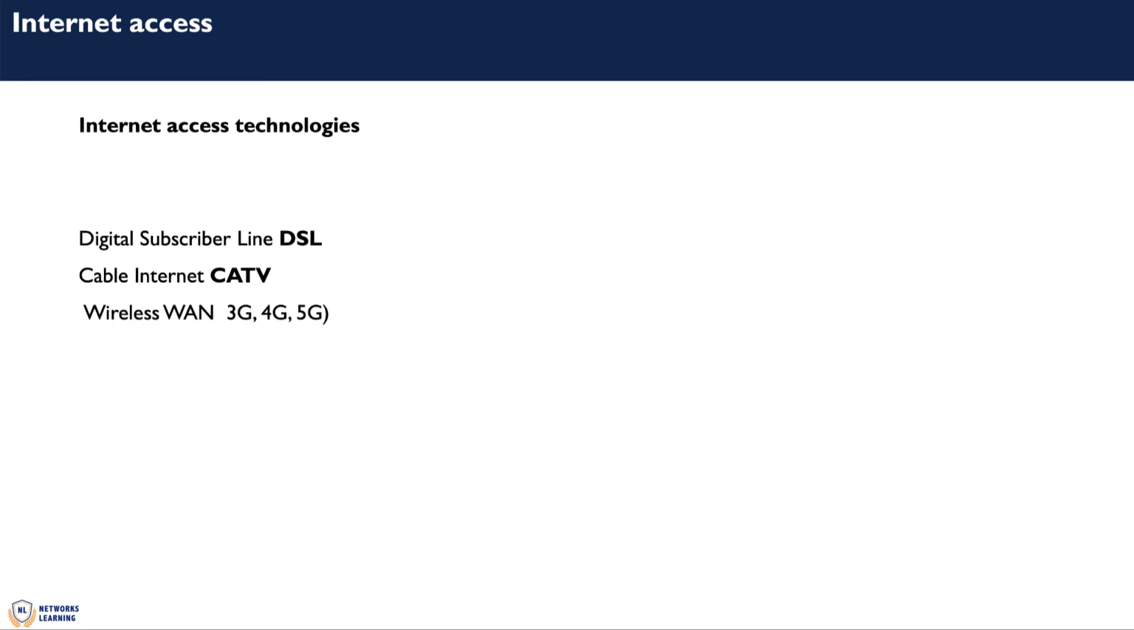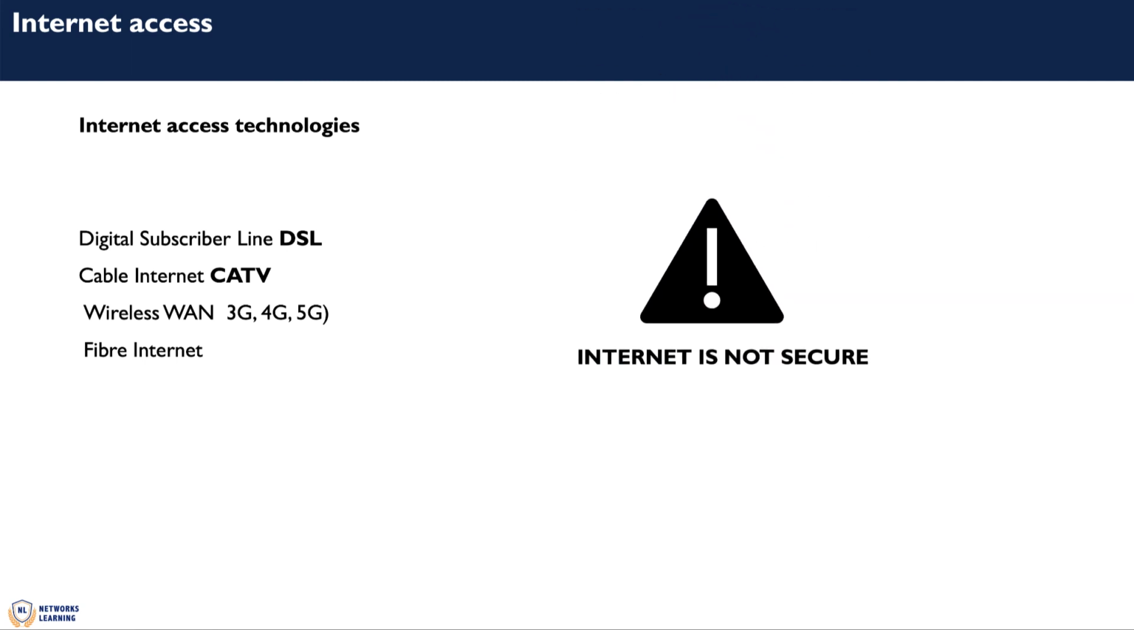So far we have looked at solutions where the enterprise is using WAN or dedicated WAN to access the remote sites. In this section we will look at internet access to provide connectivity to remote sites. The internet access technologies available today are mostly digital subscriber line, DSL, cable TV, wireless WAN from 3G to 5G, and fiber internet. All of these access methods provide very good speed, are reliable, and are valid solutions. The only red flag is that the internet is not secure.